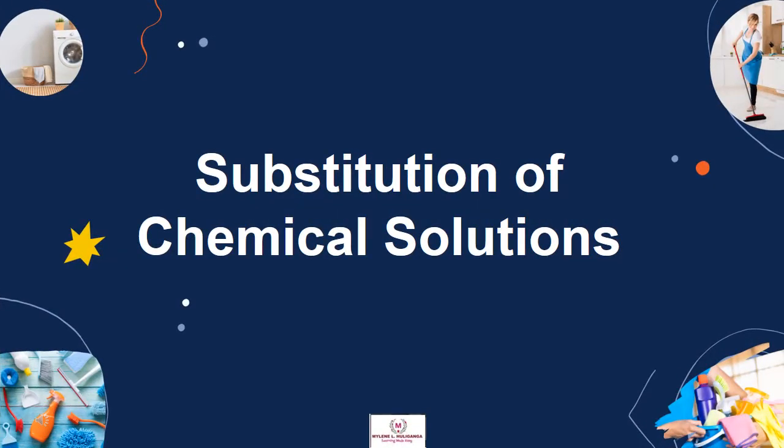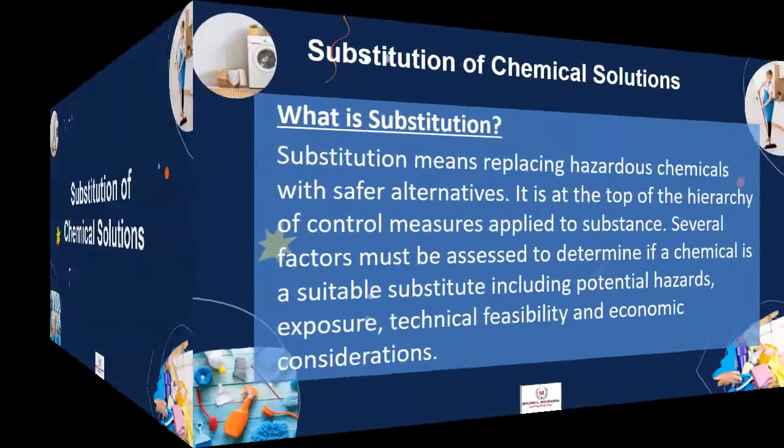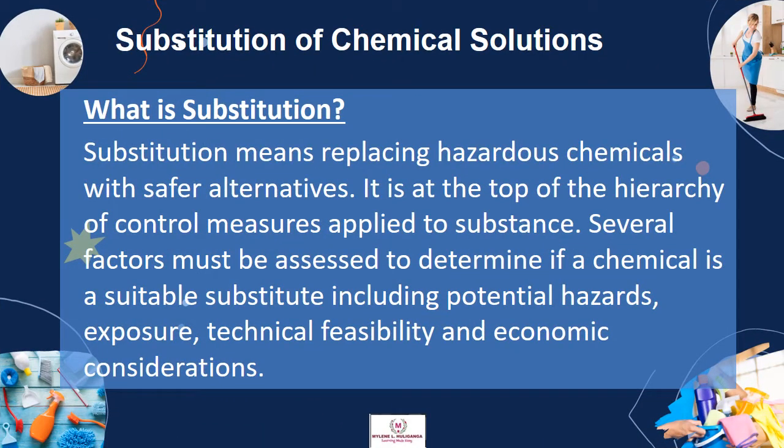Substitution of chemical solutions. What is substitution? Substitution means replacing hazardous chemicals with safer alternatives. It is the top of the hierarchy of control measures applied to substances. Several factors must be assessed to determine if a chemical is a suitable substitute, including potential hazards, exposure, technical feasibility, and economic considerations.